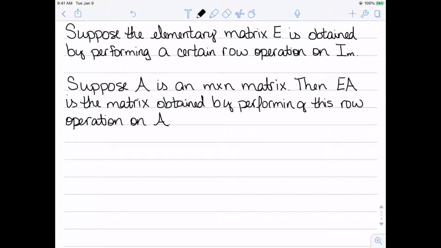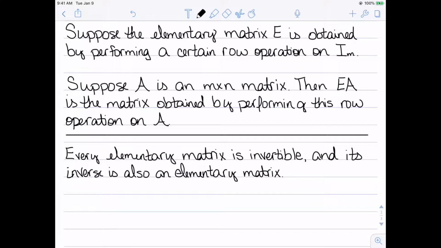We're also going to suppose that A is an m by n matrix. Then the product EA is the same matrix obtained by performing this row operation on A. So multiplying by an elementary matrix on the left is the same as just performing that row operation on that matrix A. While I won't prove this directly, I do highly recommend that you try out a few examples and try to convince yourself that this is true.